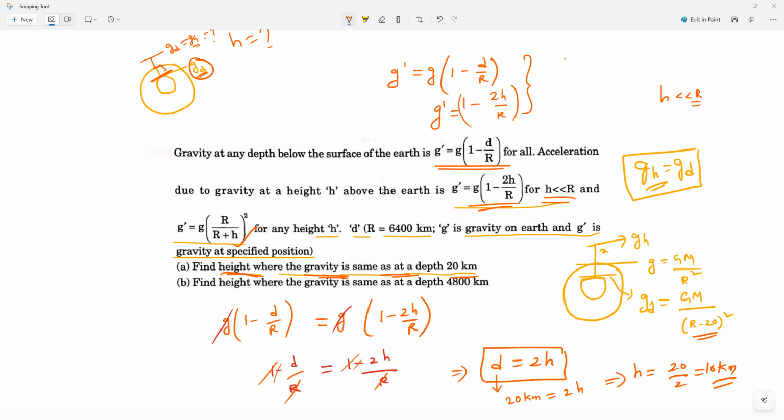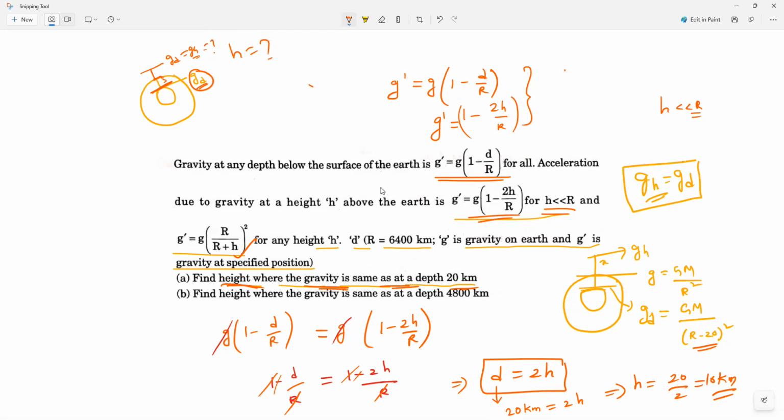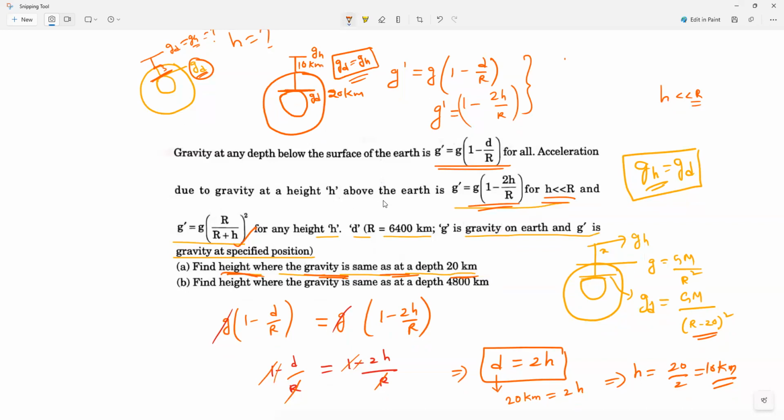So, if I go from the surface of the earth 20 kilometers inside, and if I go 10 kilometers above, at both places, the g value is what? Everybody? Same. Clear, everyone? So below the earth 20 kilometers and above the ground 10 kilometers, at both places the g value is the same. That's all it is. Do you understand, everyone? I hope everybody is clear.